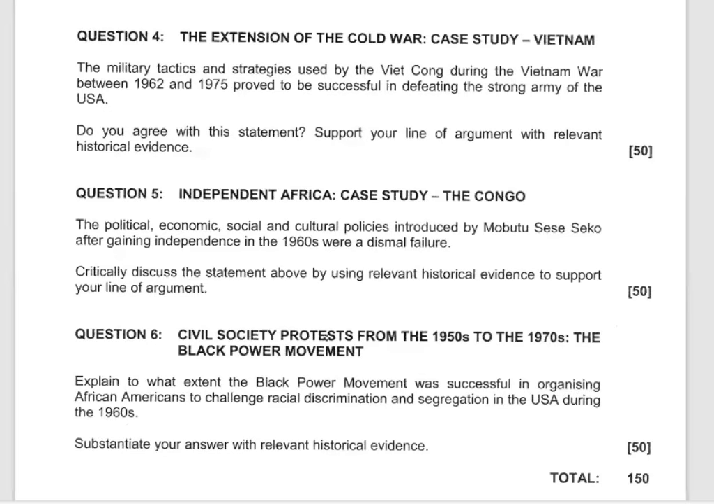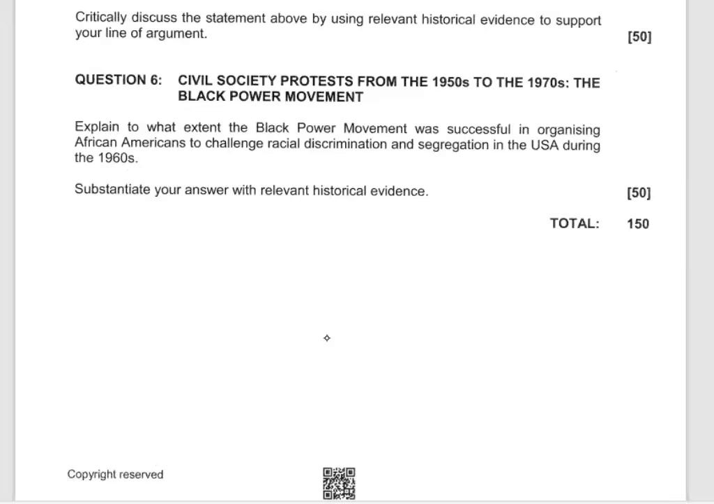Right. Our key aspect here is the tactics used by the Viet Cong during the Vietnam War proved to be successful in defeating the strong army of the USA. That is our point. Do you agree with this? We must agree. Our introduction must have our 3 points. I will just highlight on question 4.